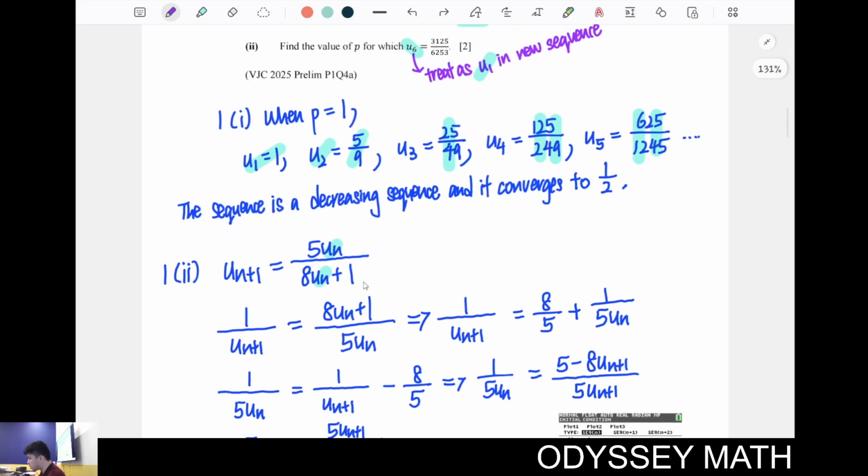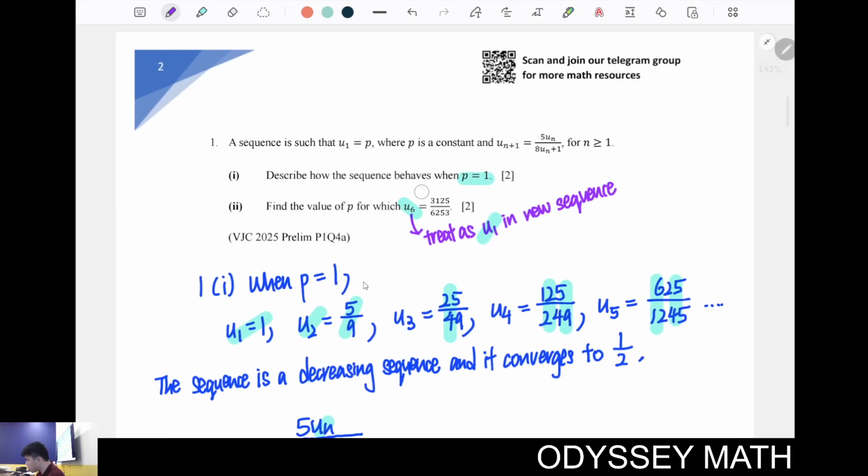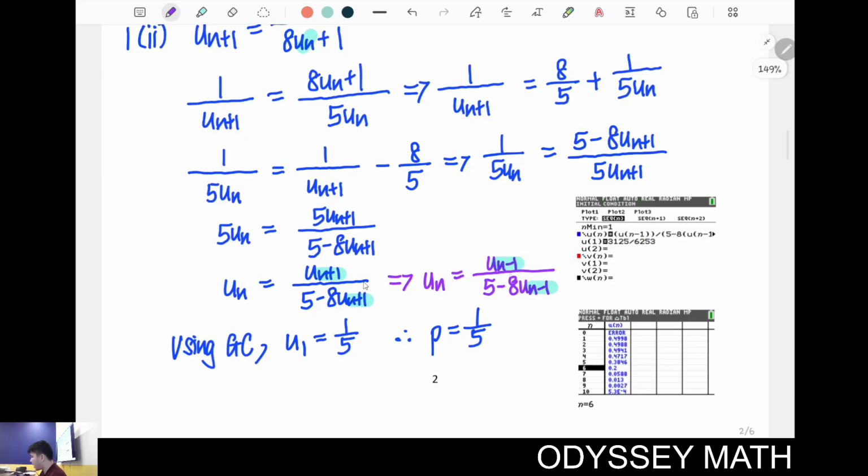Okay, treating u6 as u1. So now your term after has the term before. You see, the term after is the input, the term before is the output. So by replacing un plus 1 with un minus 1, what I'm doing here essentially is reversing the sequence. Now the term after becomes the term before so that I can key in my GC. You understand where I'm coming from? So that's the whole idea.